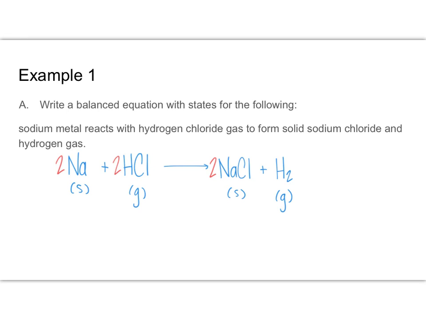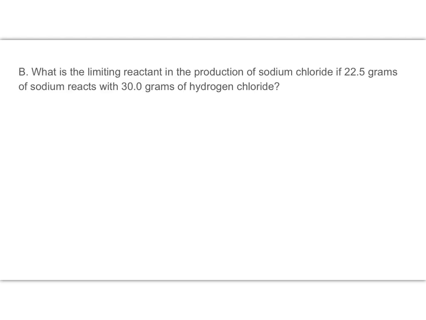Now that we have a balanced equation, because just like everything else in this unit, this also starts with a balanced equation in order to do any math with it. But now that we have that, I can use that to start calculating what my limiting reactant is going to be. So for example, this question says, what is the limiting reactant in the production of sodium chloride if 22.5 grams of sodium reacts with 30 grams of hydrogen chloride?